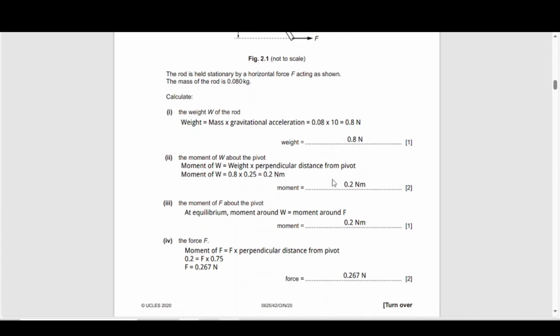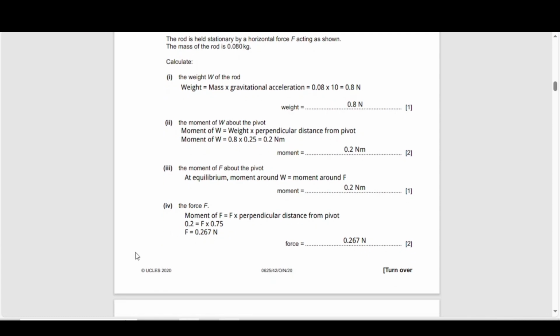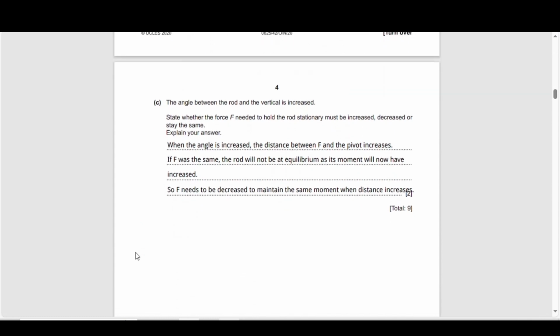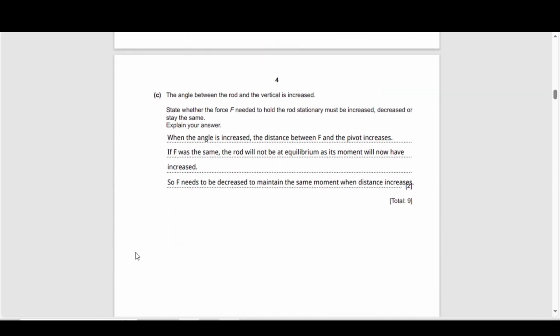I would be able to calculate the moment. So moment of F is equal to F multiplied with the perpendicular distance from the pivot. We calculated what the moment should be based on the equilibrium concept. So we know it's 0.2 newton meters, and then if we rearrange, and we know the perpendicular distance as well, making F the subject, we get a value of 0.267 newtons, or roughly 0.27 newtons.